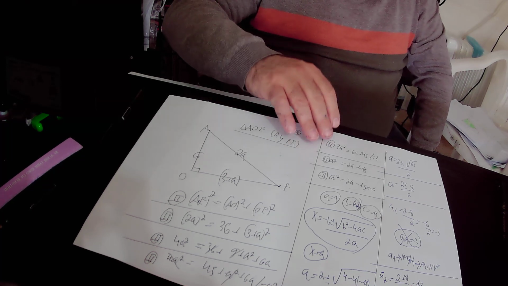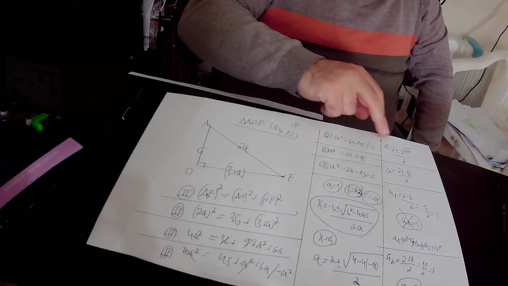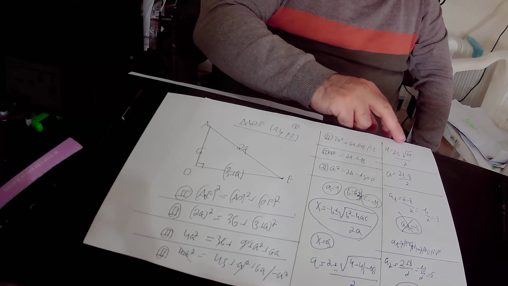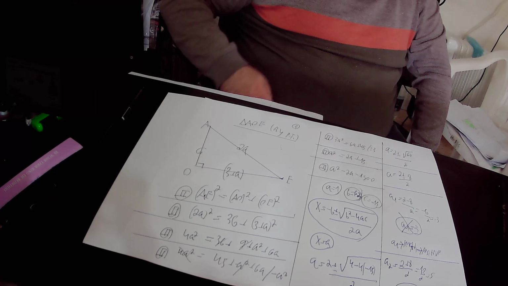So here we have a equals 2 plus minus the square root of 64, over 2.